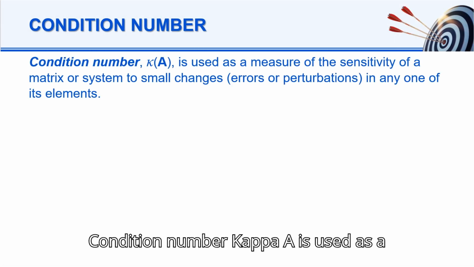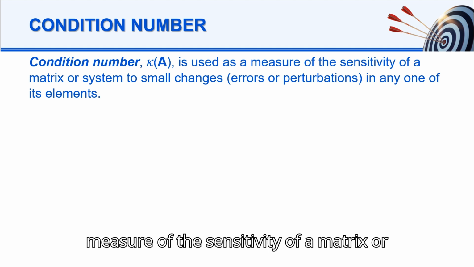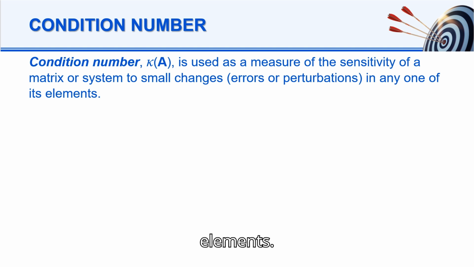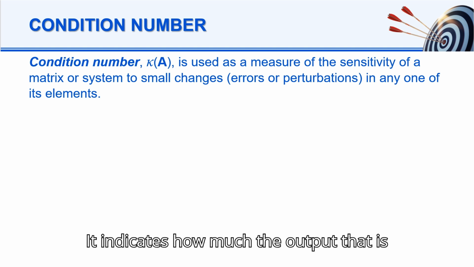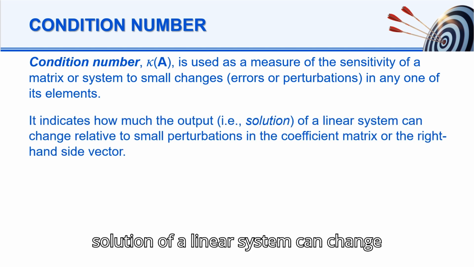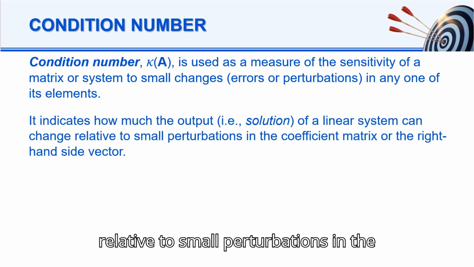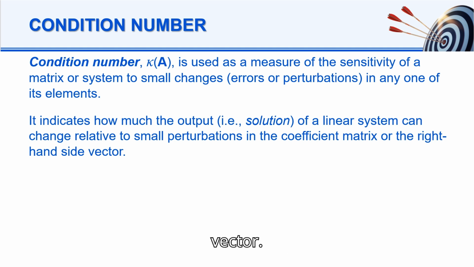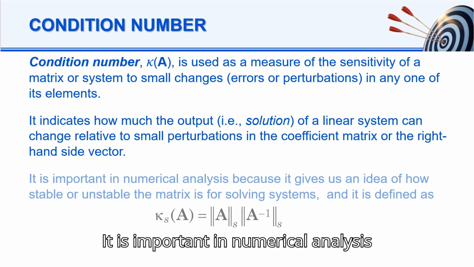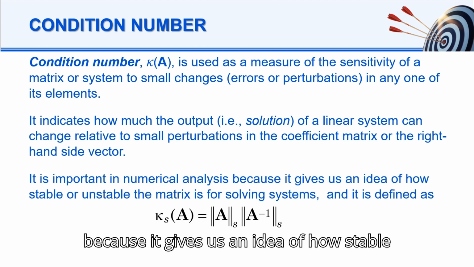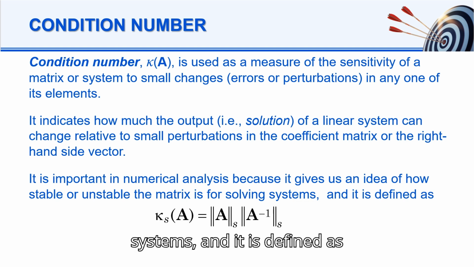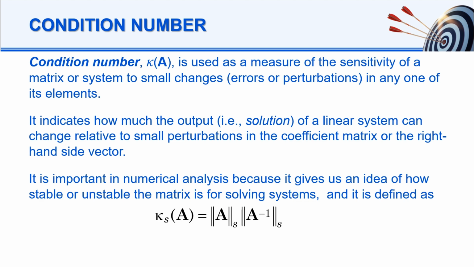Condition number, kappa A, is used as a measure of the sensitivity of a matrix or system to small changes, errors, or perturbations in any one of its elements. It indicates how much the output, that is, solution, of a linear system can change relative to small perturbations in the coefficient matrix or the right-hand side vector. It is important in numerical analysis because it gives us an idea of how stable or unstable the matrix is for solving systems, and it is defined as follows.